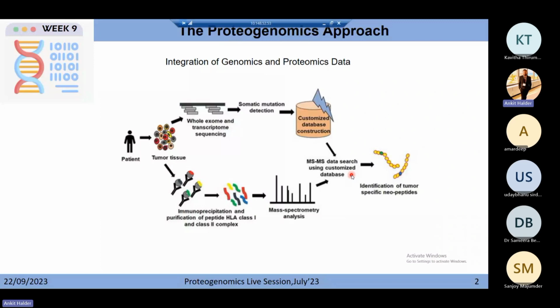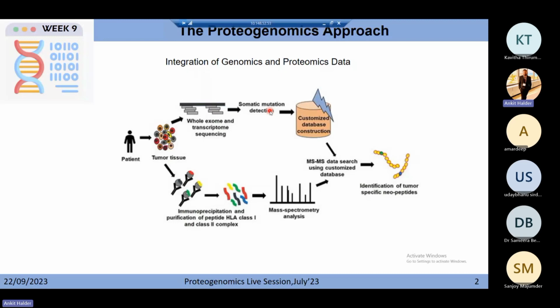So now this was the best chance where one can integrate this. Once you have those somatic mutations detected, you have a person's whole genome sequence data, whole RNA sequence data, and you have aligned it, you have got the mutation specific information. So now you can generate your own database which will contain all your mutations, all those somatic mutations that one was looking at only at the genomic level, at the variants level.